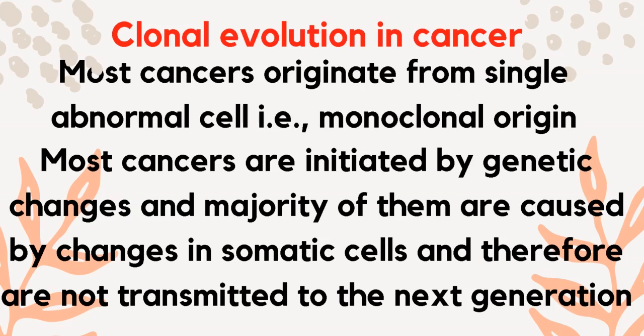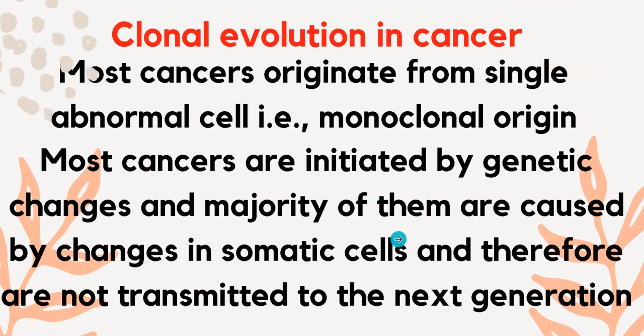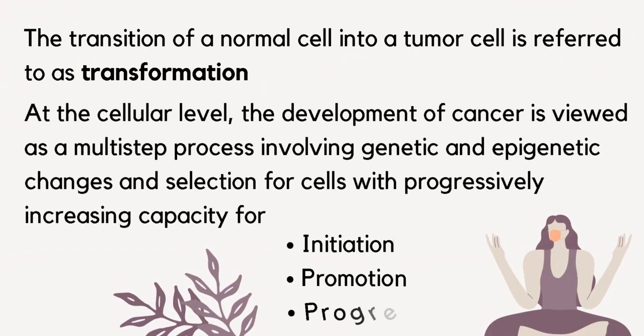Actually, about 1% of all cancers is due to genetic changes in germinal cells and is therefore inherited. And about 80% of these inherited cancers are dominant in nature. So the transition of a normal cell into a tumor cell, which mainly happens, that process is mainly called transformation. So we will see in the next slide. What do we mean by transformation? Transformation means when the normal cell transforms into a tumor cell, then we can refer to it as the transformation process.